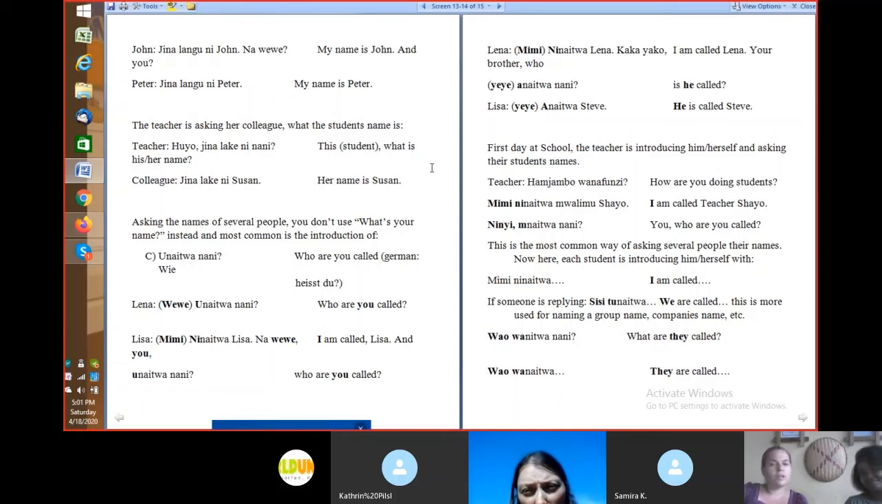So here we were showing you, you see that we made several words bold, and in brackets as well. These are personal pronouns. For example, wewe means you, singular. Here you see wewe, and then you is in bold as well. And here you come to Mimi, and ni is in bold. This is because you can skip wewe and Mimi.